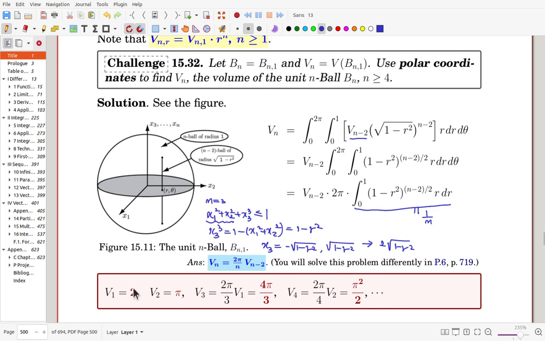But because of this jumping relation, in fact, V5 is the largest quantity, and then it is shrinking, and as n increases, the numeric value approaches 0. But that is the volume of the unit n ball. Once you consider a general radius r, then r to the n must be multiplied. Okay, that's how to get the volume of an n ball.